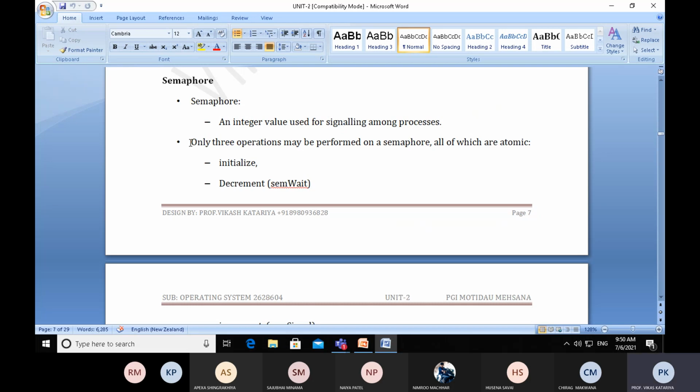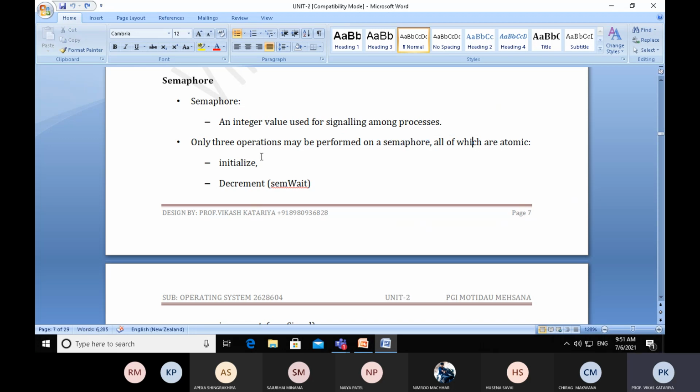Now let's talk about the operations. Only three operations may be performed on a semaphore, all of which are atomic. Atomic means that if one operation is going to be performed, then no other operation gets held in between. So it is atomic in nature. If one operation starts, it should be finished. Then after finishing, the second operation will start. This is the meaning of atomic.